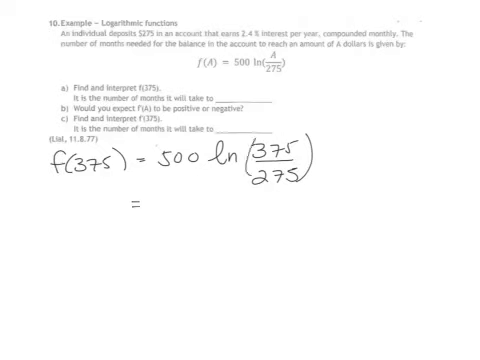And if we were to solve that, we would get a value of 155.1. And that represents the number of months at that current interest rate of 2.4% that it would take for an amount deposited, 275, to reach an amount of 375.